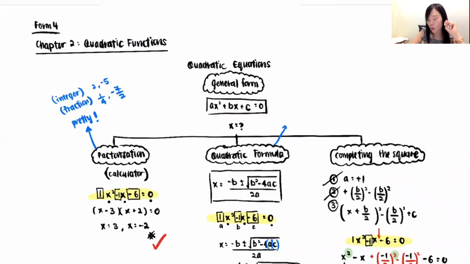Then when will you use the quadratic formula? Very good, CWE, ugly answer. What is an ugly answer? Very good, Jinya. I don't know how to pronounce, okay? Ugly answer is decimal places. Decimal is like, for example, 1.27345. This kind of answer is considered an ugly answer. So for an ugly answer, usually we must use the quadratic formula, okay?